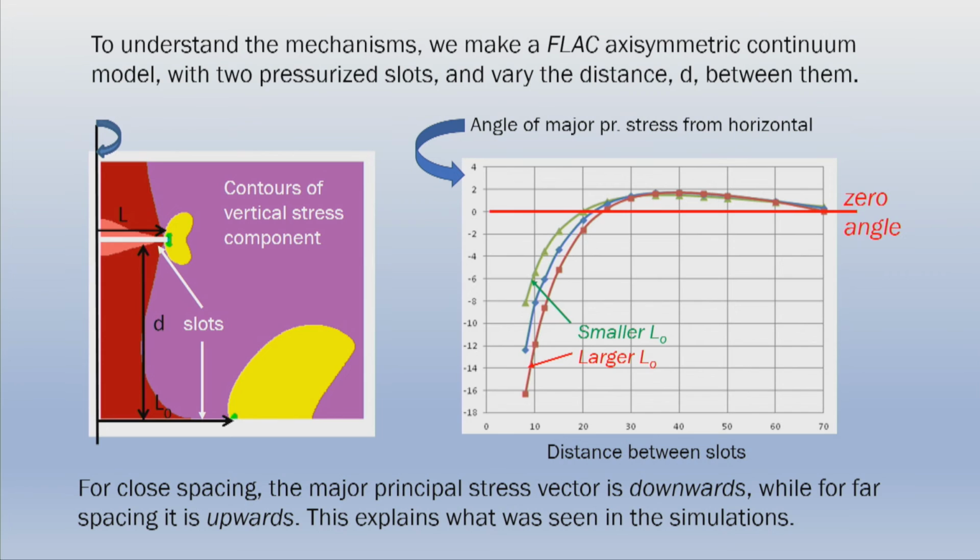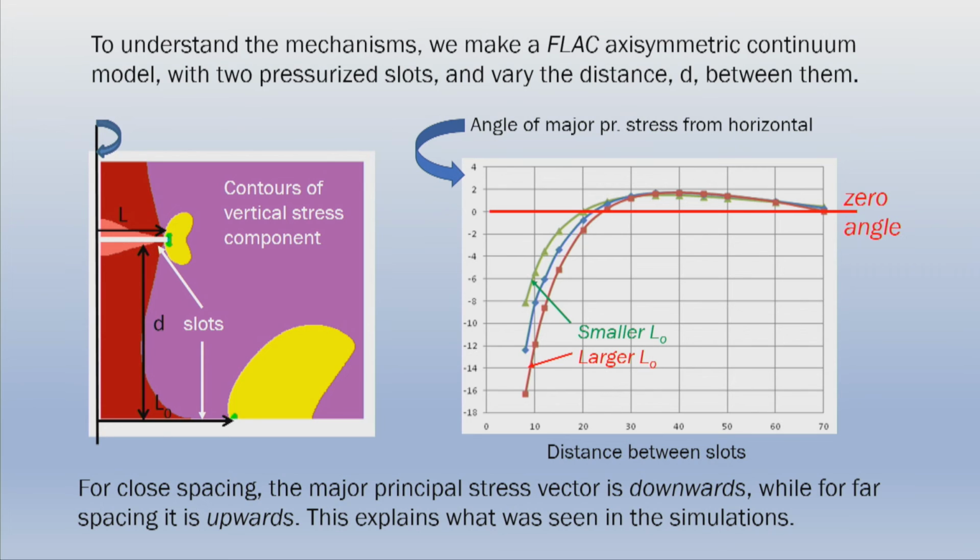So I made a very simple model with a flat axisymmetric continuum. So this is the axis of symmetry. We put a slot here and a slot here and just pressurize them, and noted the angle of the major principal stress from the horizontal.